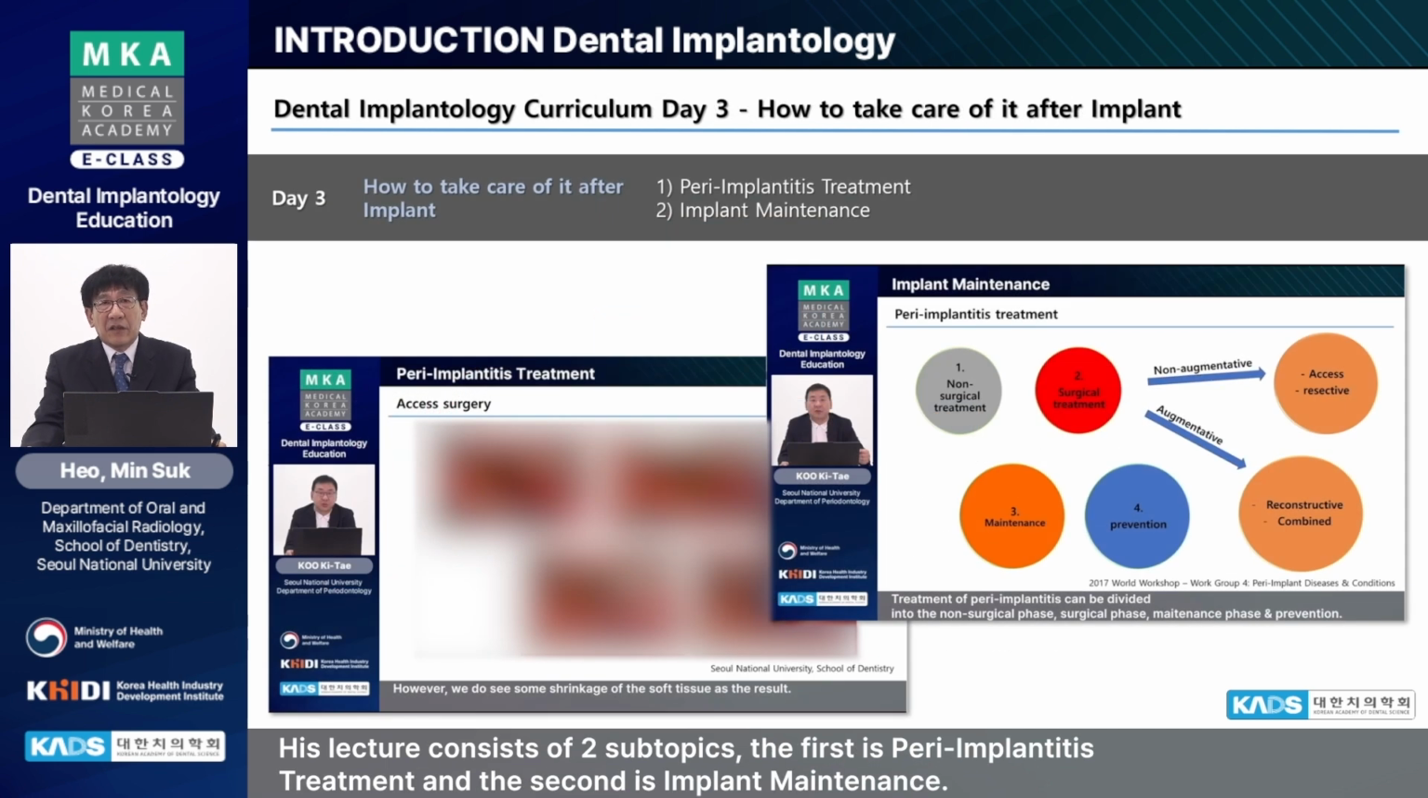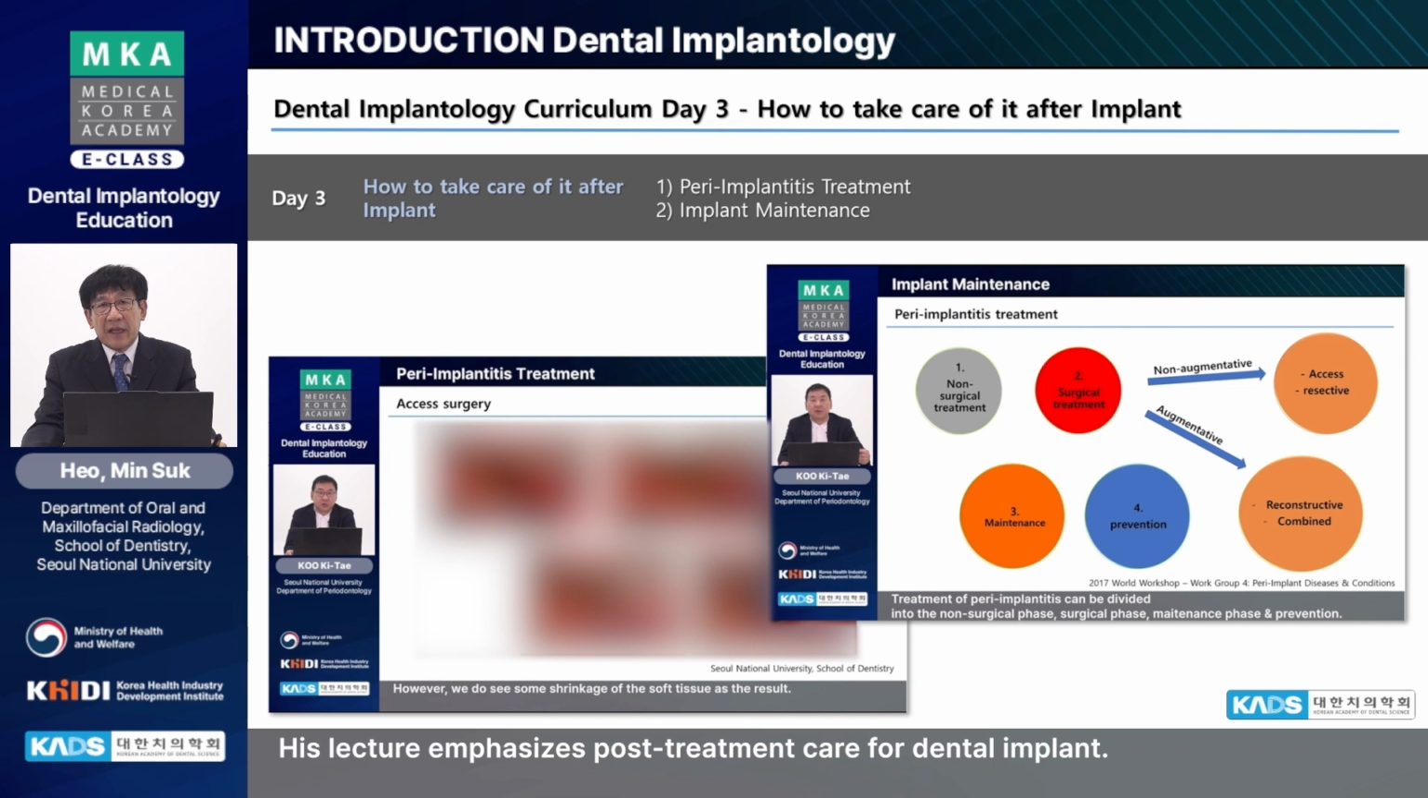His lecture consists of 2 subtopics. The first is Peri-Implantitis Treatment, and the second is Implant Maintenance. His lecture emphasizes post-treatment care for dental implant.